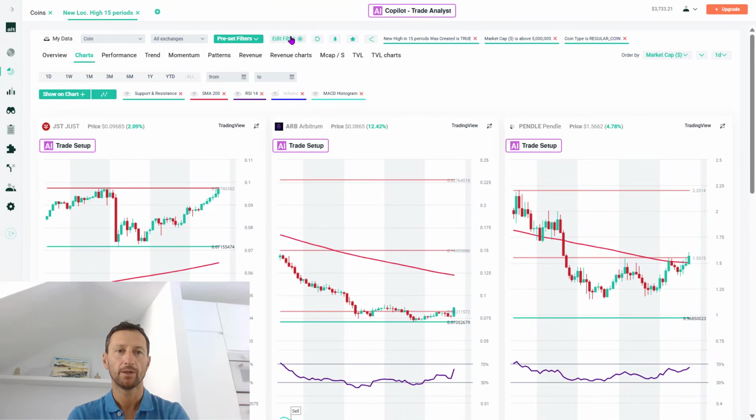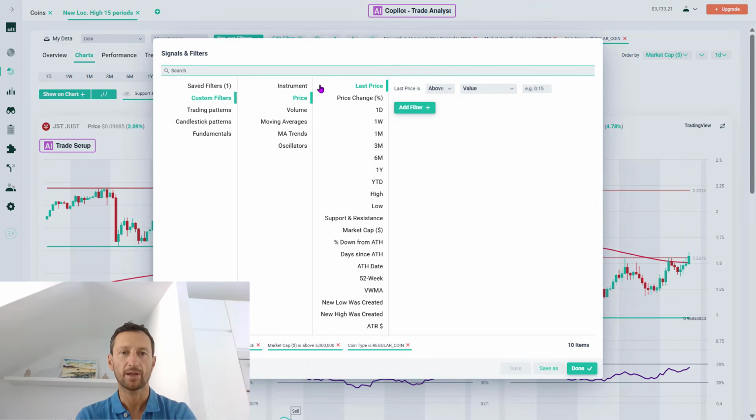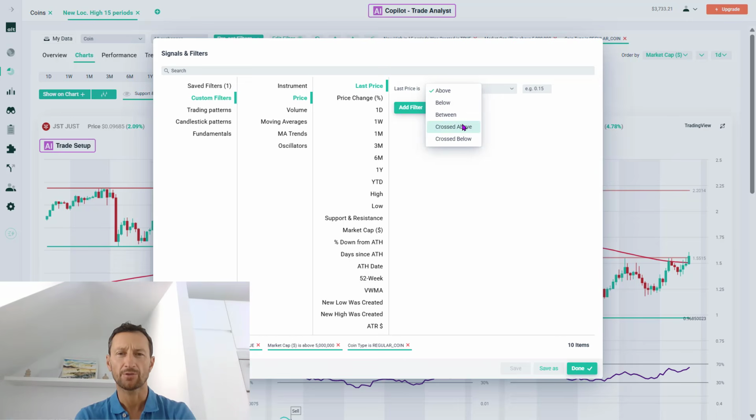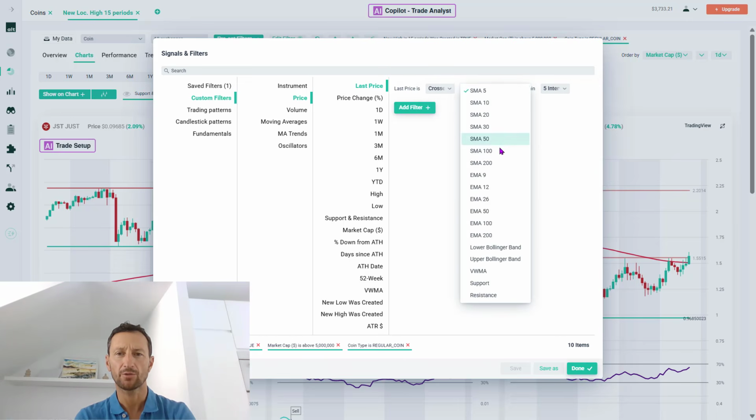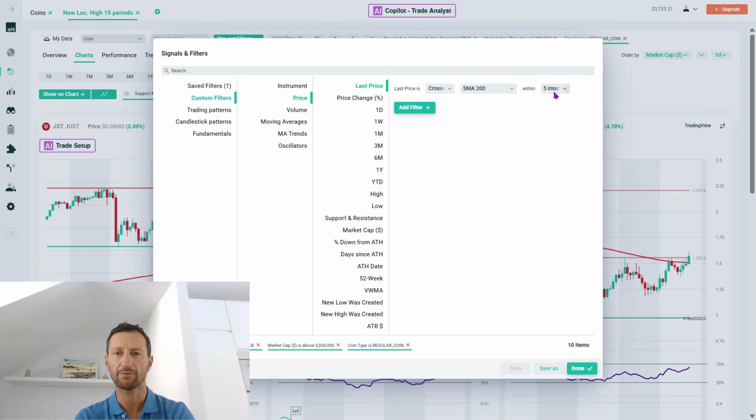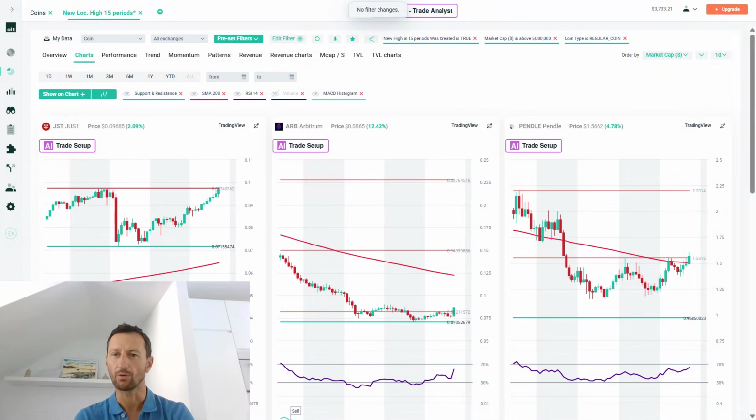Now I could adjust this filter and say, show me only all those assets that have crossed above the 200-day moving average in the last 5 days. I could shorten that time interval, but let's just see if I get any. Right, well, really, this is the only one. And now let's take a look.